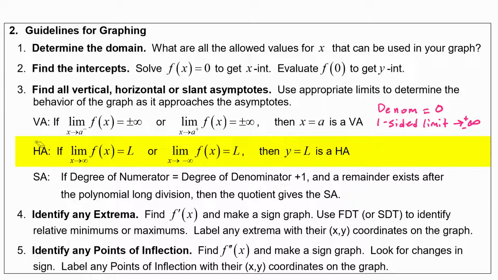Horizontal asymptotes occur when the degree of the numerator is less than or equal to the degree of the denominator. When that condition exists, we have to do the limit as x goes to positive infinity of f of x and the limit as x goes to negative infinity of f of x. If either of those limits results in a real number, then we know y equals L, that real number, is a horizontal asymptote.